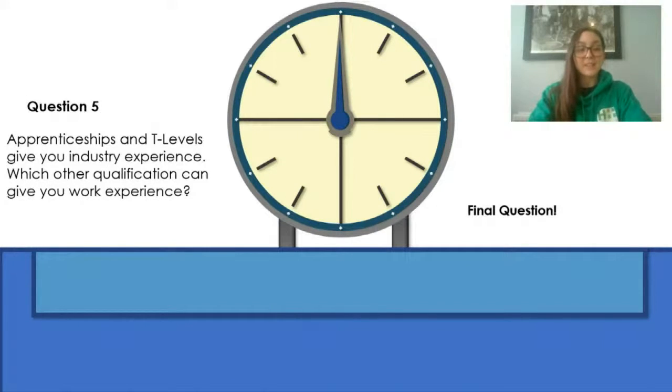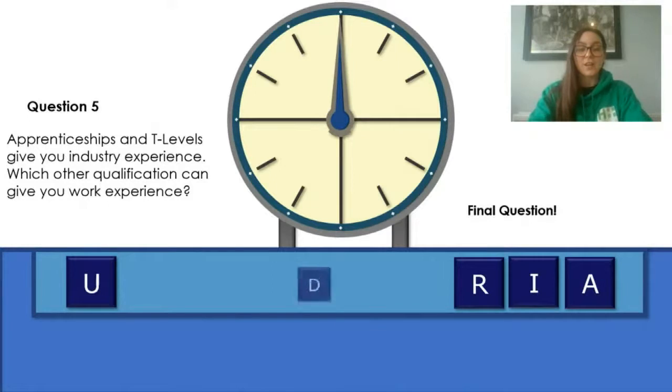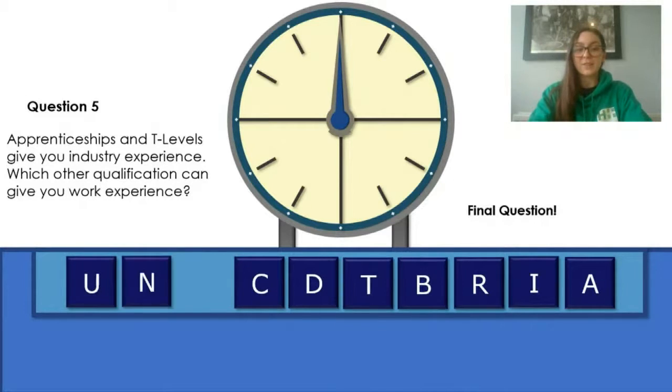Okay, moving on to our final question, number 5. So, apprenticeships and T-levels give you industry experience. Now, what other qualification can give you work experience? Here are your letters. So we already know apprenticeships and T-levels give you that industry experience. What is that other? Time is counting. Let's have a look at those letters that we've got there. Can we make a word from it? Halfway through our countdown.